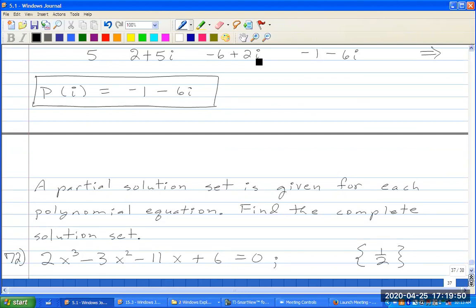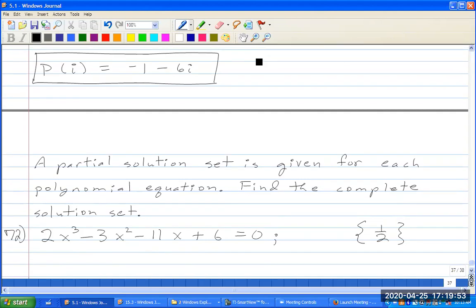A partial solution set is given for each polynomial equation. Find a complete solution set. So this is giving you practice for the technique, the algorithm that we will be giving to you later today. And so if you have a solution, how do you then solve the equation given this fact? So if you're able to get some solutions, maybe you can make the problem easier. And so let's do this.